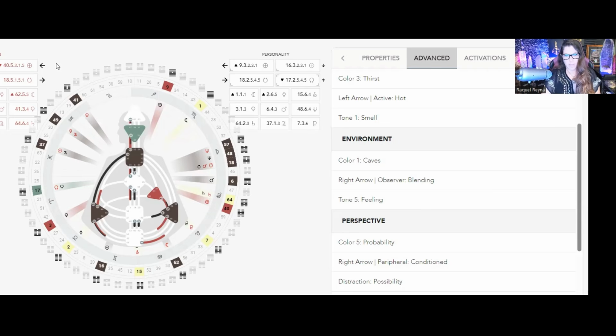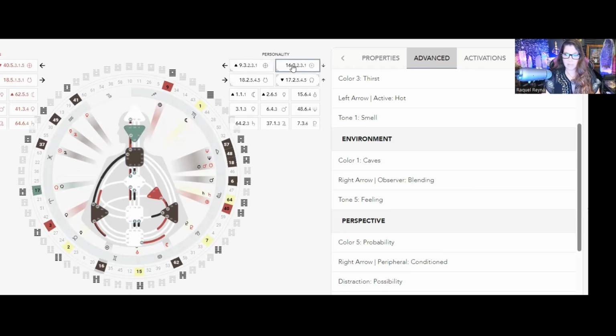This is the environment. Then we come over to the personality side, and this one here is where we have perspective. This is where we see the manifestation, whether you're a specific or non-specific manifester. And this is where probability and possibility live. This particular person has the probability of color, and the distraction is possibility. They're more aligned to seeing the probabilities. And if they get too far out in the possibility, it distracts them. So this is how this variable operates in view.